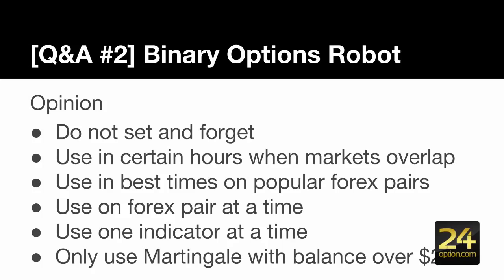Also only use one indicator at a time. I think the best one that we found is the RSI indicator. And only use the martingale trading system with balances over $2,000. Anything under that, and if you go on a losing streak, you're going to basically do your dough pretty quickly. Martingale can work, but you need a balance just to handle if there is a streak of losers that you can then get past that and get onto a good winning streak.